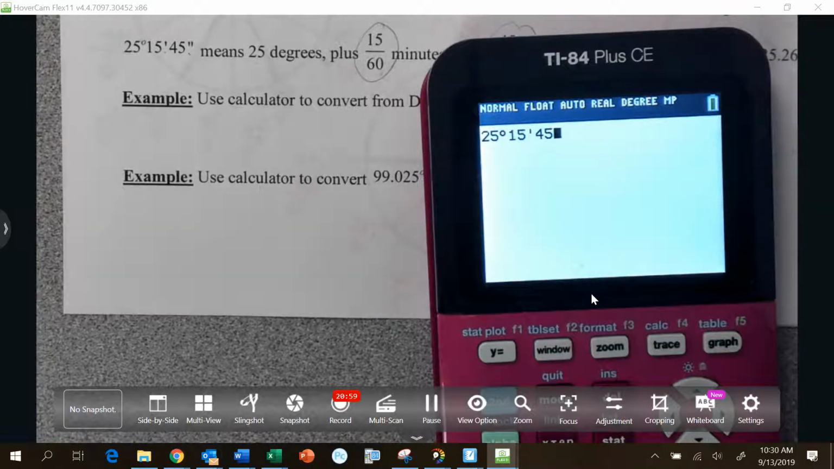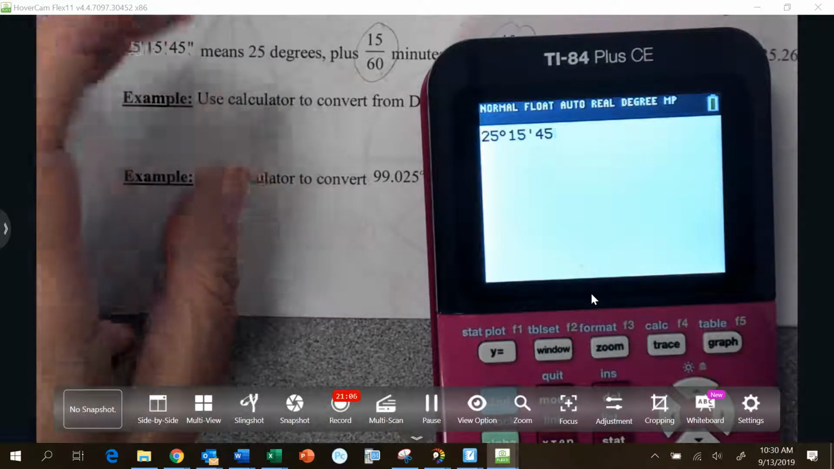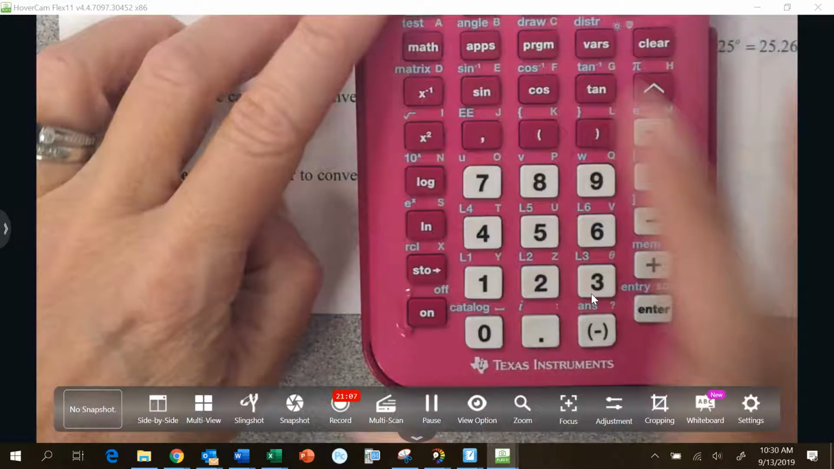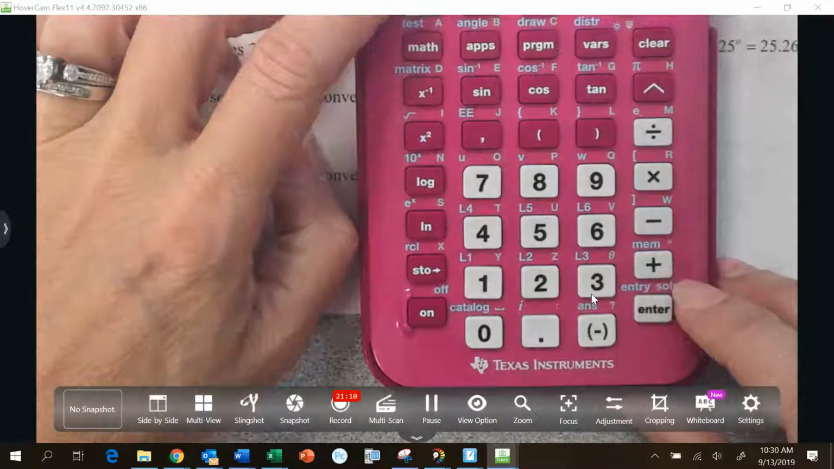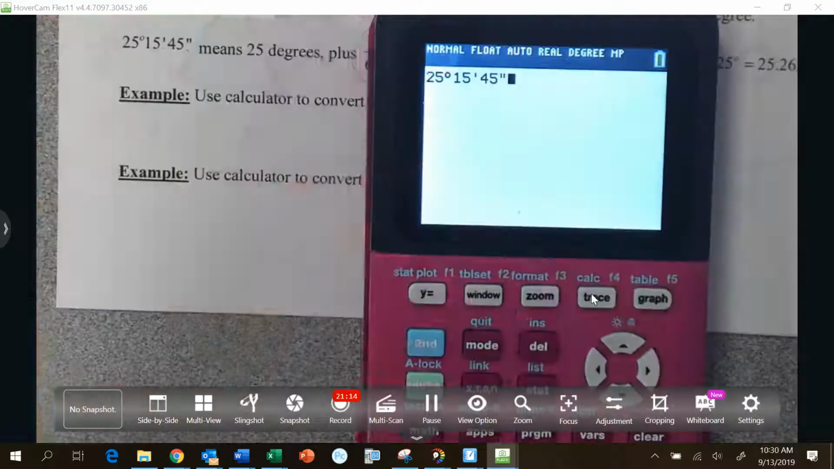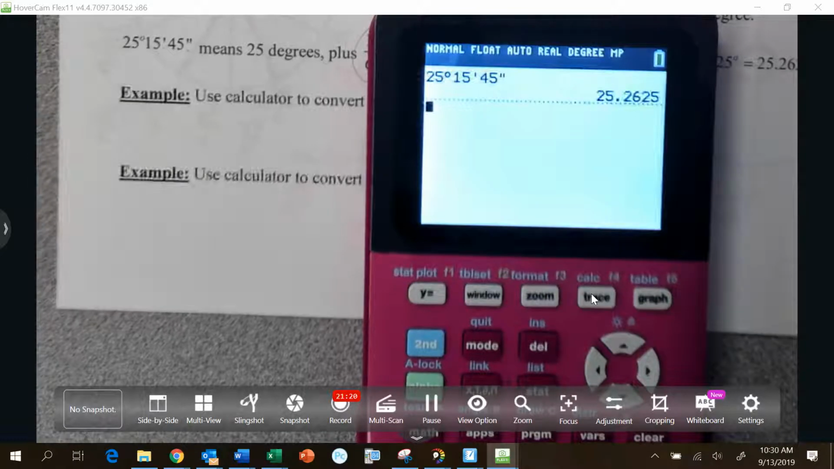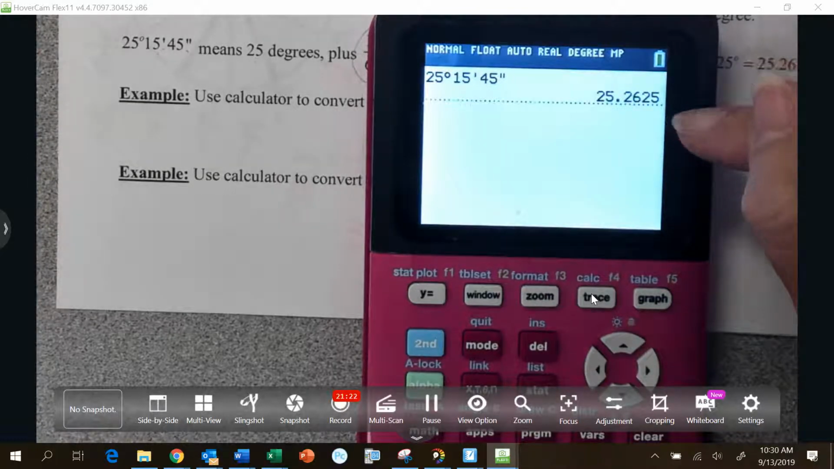But seconds is not under the angle, because why not? Instead, it is second plus sign. Nope, yes, nope, alpha plus sign. It's alpha plus sign, there it is. So alpha plus sign, and then you hit enter, and it will convert it into degrees in decimal form.